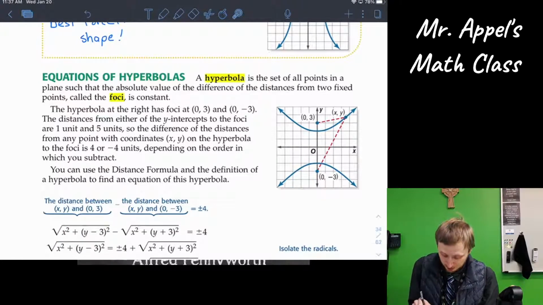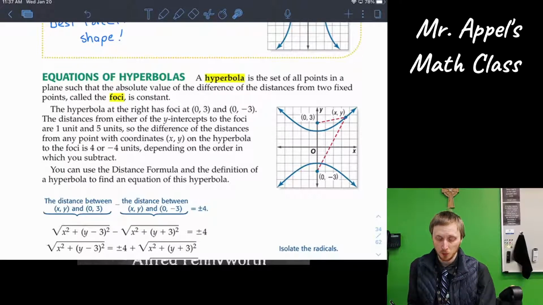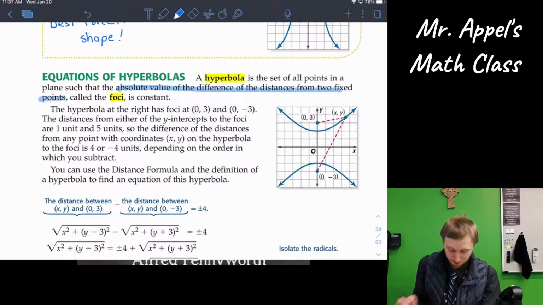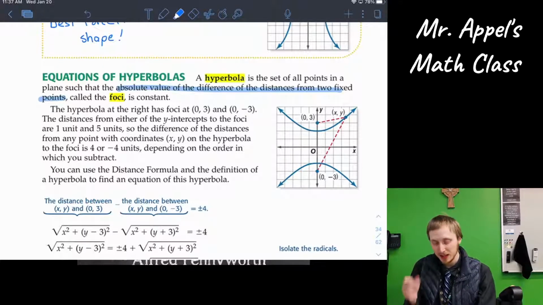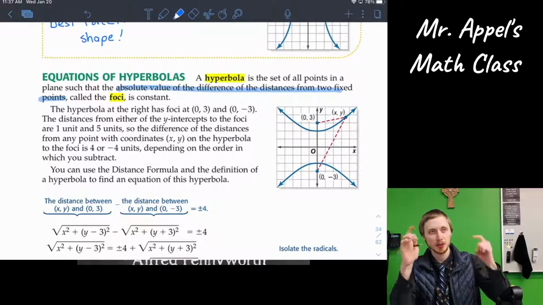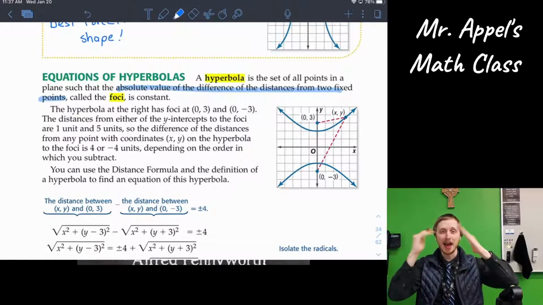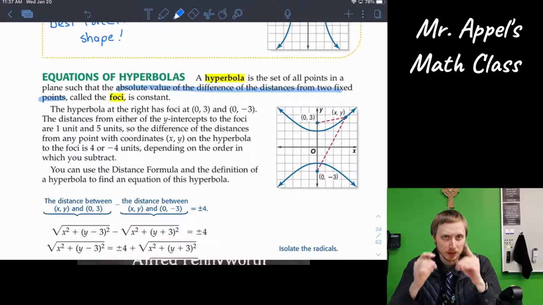All points in a plane such that the absolute value of the differences of the distances from two fixed points is constant. Ooh, that's a mouthful. Absolute value of the differences. Okay, well, remember the ellipse. We took the distance from one focus to the curve to the other focus, and we added those distances together to get a constant.